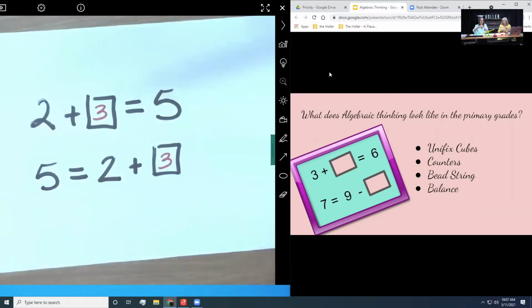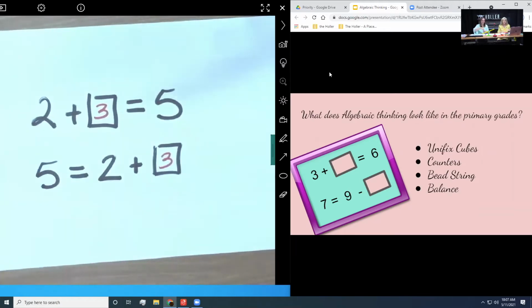So here's 5, and then we know that we have 2, and we notice that this balance is a little bit off, but if we add 3 more, they are now equal. And so it's really, really important that the kids get an opportunity to explore with these types of tools. There's actually a type of balance where you can lay the counters on top and make them balance out.